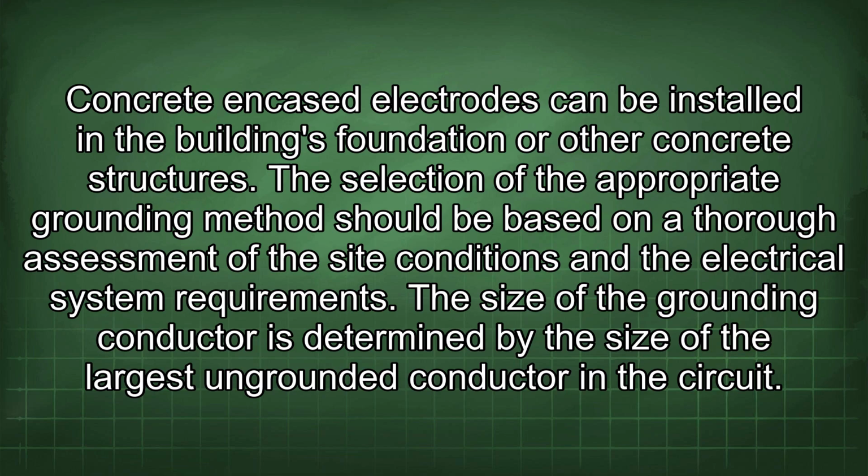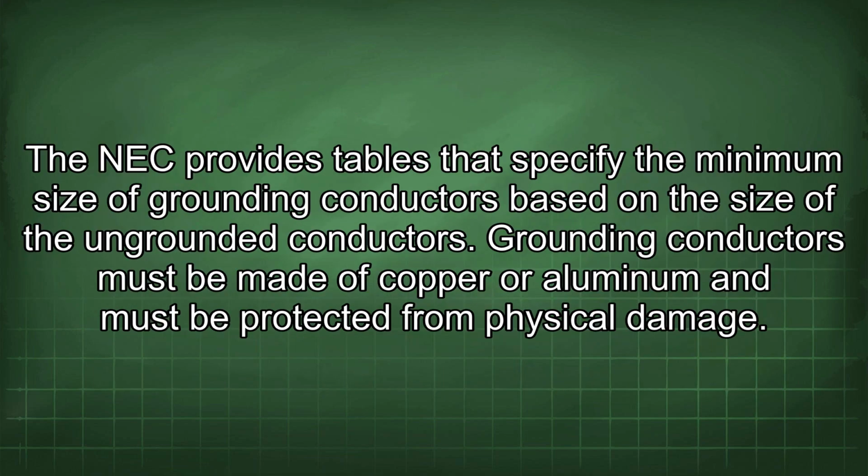The selection of the appropriate grounding method should be based on a thorough assessment of the site conditions and the electrical system requirements. The size of the grounding conductor is determined by the size of the largest ungrounded conductor in the circuit. The NEC provides tables that specify the minimum size of grounding conductors based on the size of the ungrounded conductors.